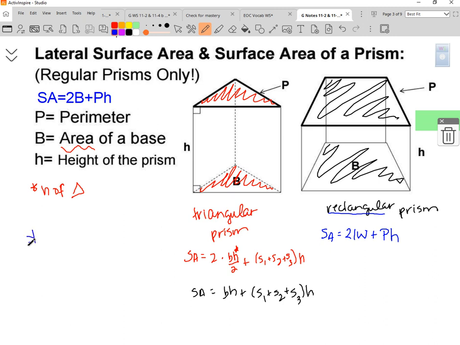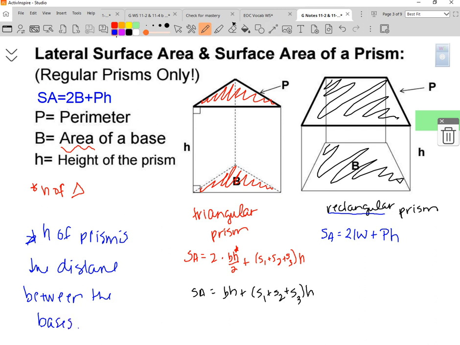So let's take another look. Note the height of the prism is the distance between the bases. Caught up with me?